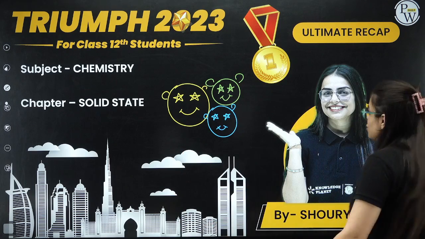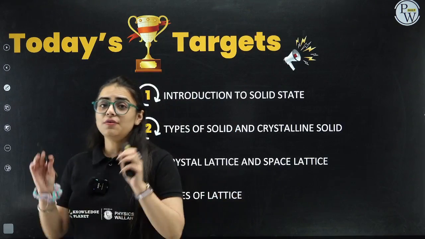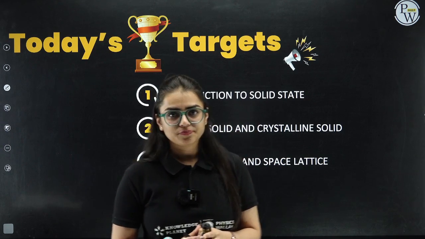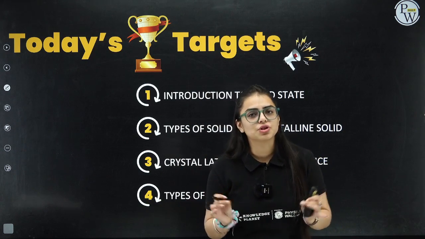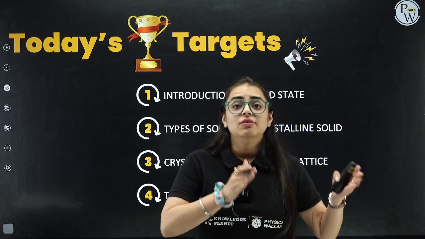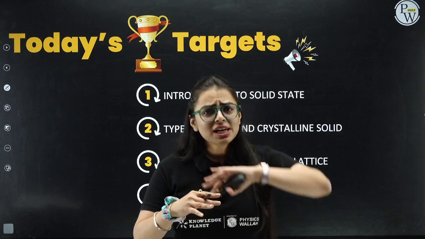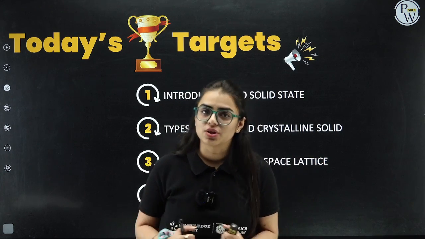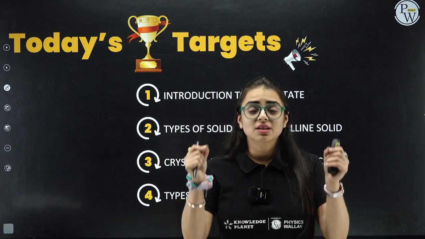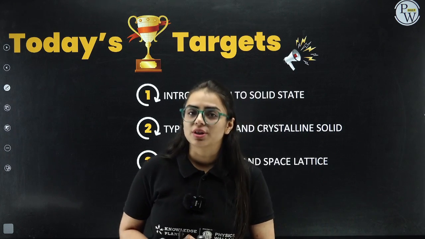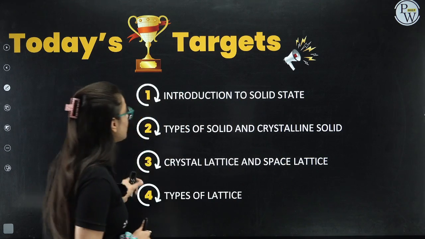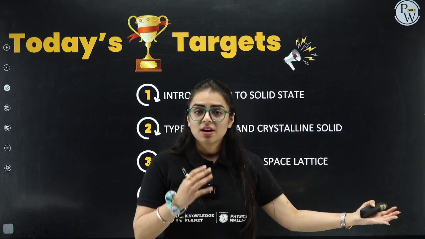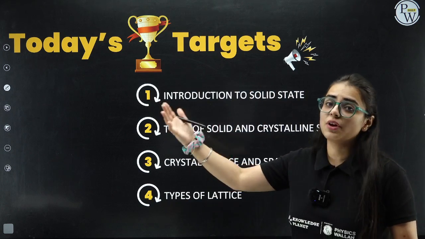I welcome you all to your Triumph batch yet again. See students, the very first topic that we are going to start with is the introduction to solid state. In your class 12th, basically, this is your first chapter, the solid state. But in your class 11th, you have heard about states of matter. Not only in class 11th, but in your lower classes also, you have heard about solid, liquid, gaseous. But in this particular chapter, we will focus upon the solid state. Moving further, we will understand about the types of solids and the crystalline solid. See, solids are categorized into two classes, and these are further classified into more types.